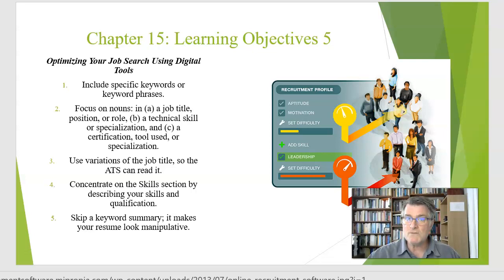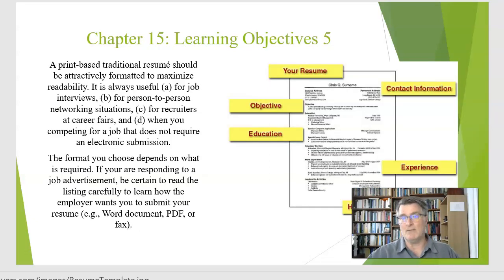So look for keywords and phrases. Job title, position, or role, specializations or technical skills required for that specific job. You can vary the job title a little bit, just in case the ATS robot has another word loaded in. The skill section, right? Description of skills and qualifications, always important. But again, don't overdo it. Don't write so many of them that it becomes obvious. So that's really what I want you to consider and think about as you set up, for example, your resume.